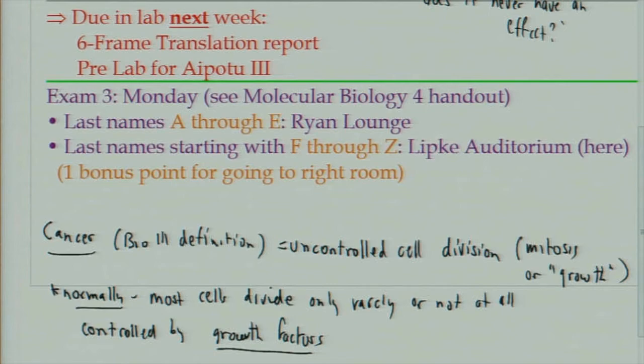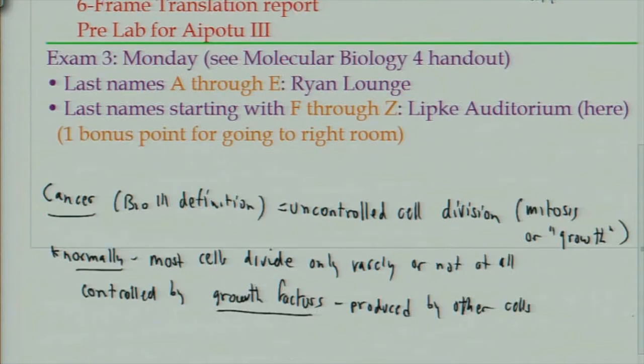You're replacing cells that have died or wear out. You're replacing skin cells and stomach lining cells, blood cells. But most of the cells in your body reproduce only rarely. They last quite a long time. And so they don't divide most of the time. And because of that, this all has to be very carefully controlled. This is controlled by things that are called growth factors.